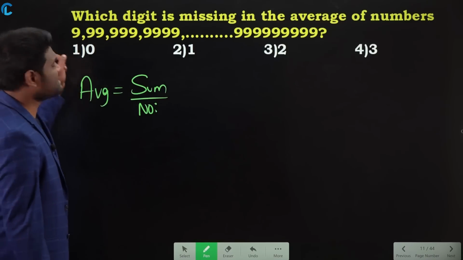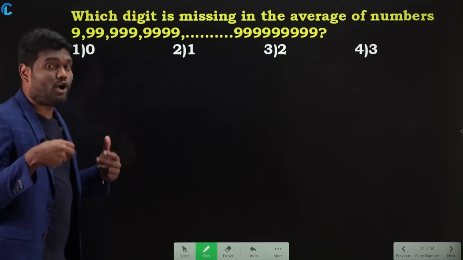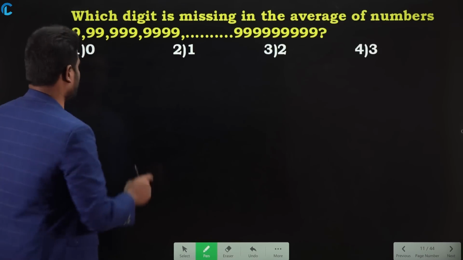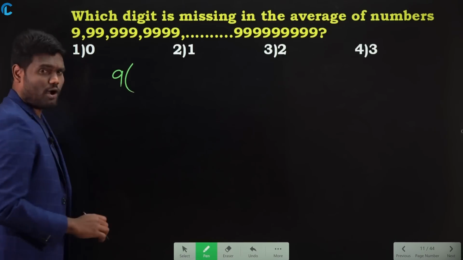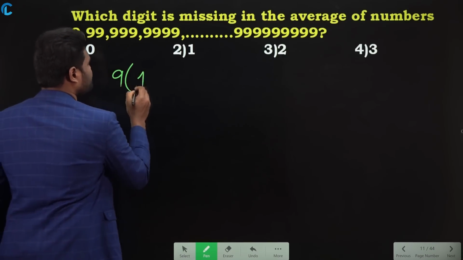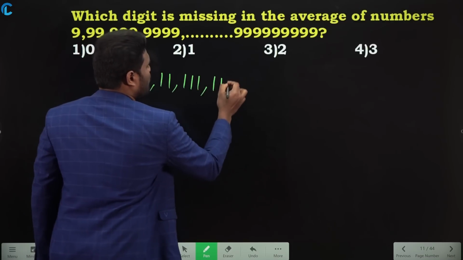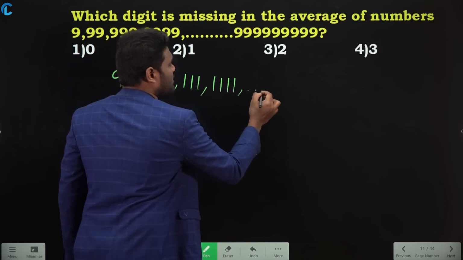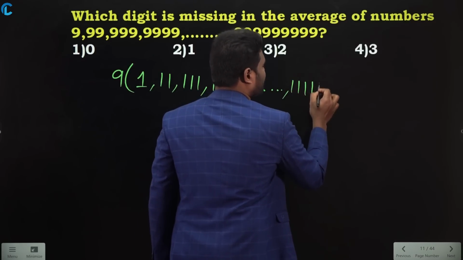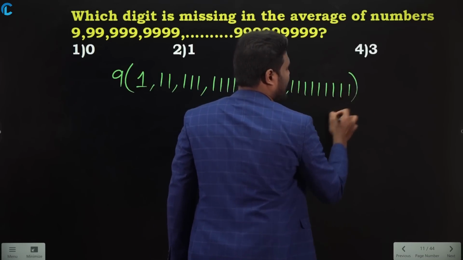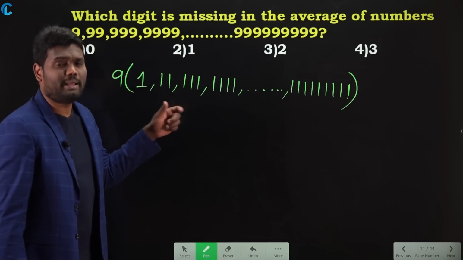So sum of numbers means I need to add all these numbers. But if I need to add all these numbers, this is going to be complicated. So just observe here carefully. What I am trying to do is take 9 common. If I take 9 common, this is going to be 1, 11, 111, 4 ones, and so on. How many? 9 ones. 1, 2, 3, 4, 5, 6, 7, 8, 9. 9 ones. Yes. Now this is going to be the sum of my numbers.